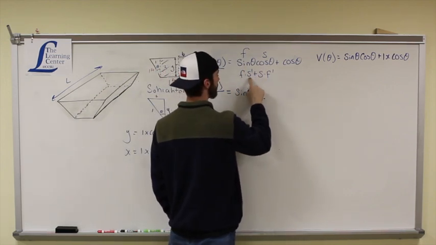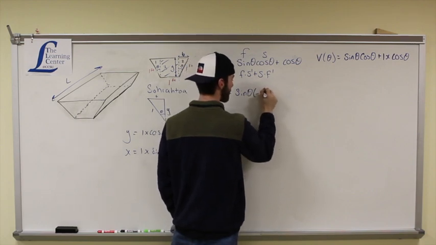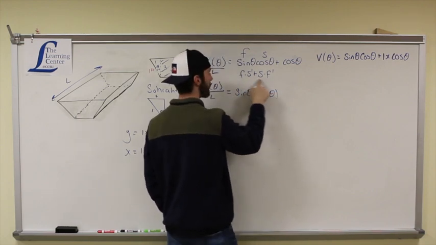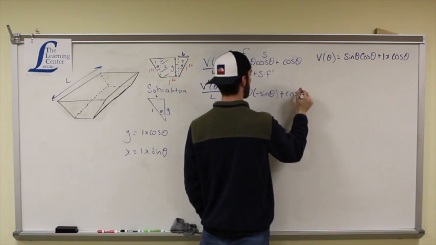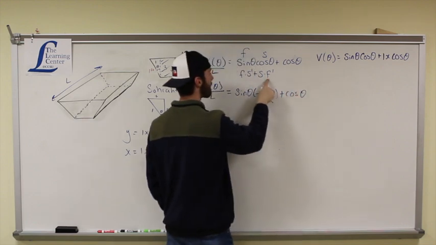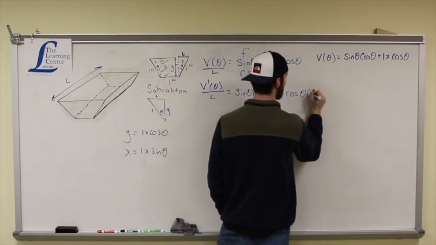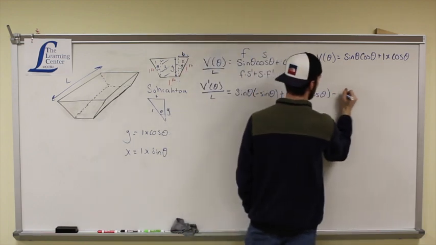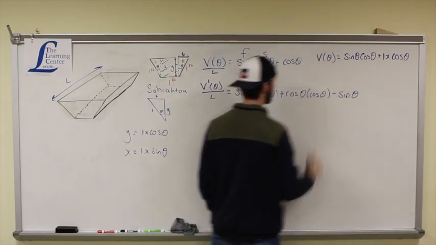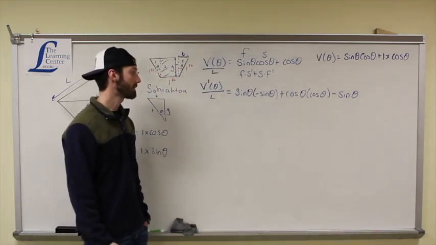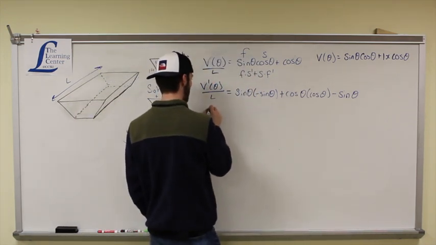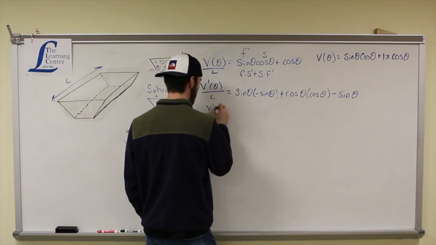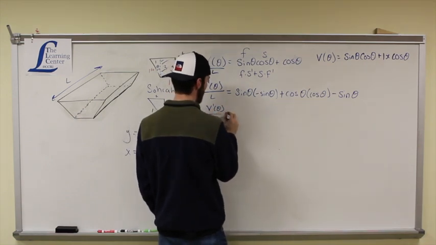second term, derivative of it is going to be negative sine theta, plus the second, which is cosine theta, times the derivative of the first, which is cosine theta, plus the derivative of cosine, which is minus sine theta. Now we're left with this function, and to simplify it, we're going to say v prime theta over L.